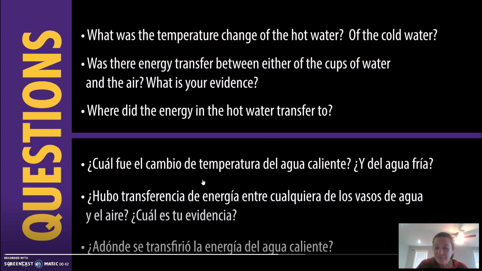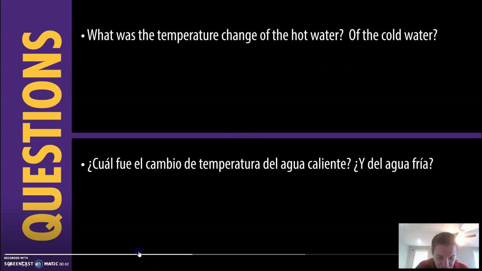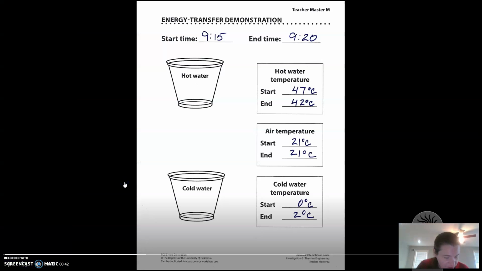Now, where did the energy in the hot water transfer to? So if it didn't transfer into the air, because we said there was no energy transfer in the air, where did the energy from the hot water transfer to? So take a look at this and we can see there's only one other component of this experiment which gained or lost energy. The energy from the hot water, which we know lost energy because the temperature went down. So when the temperature decreases, it means it lost energy.